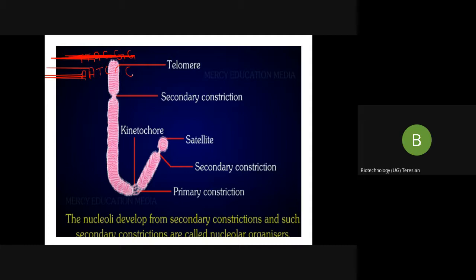So what is the function of this reverse transcriptase? You know that it is to make a complementary DNA. So it is responsible for the maintenance of the constant length of the chromosome. That is the main function of these telomeres. So what did we tell about the telomeres?